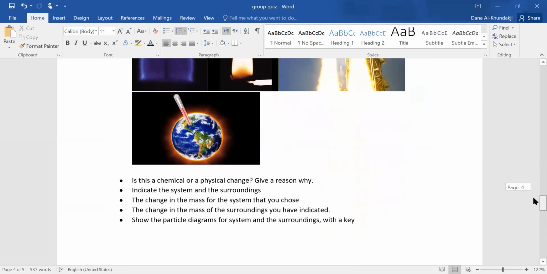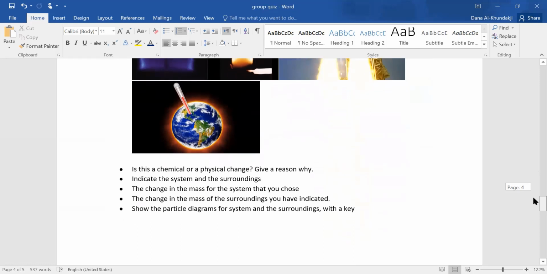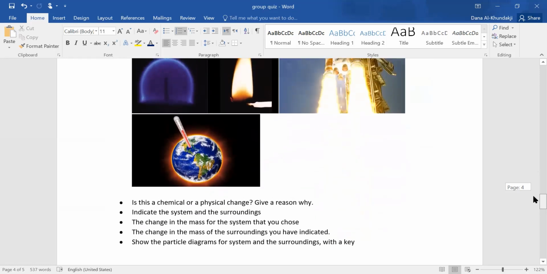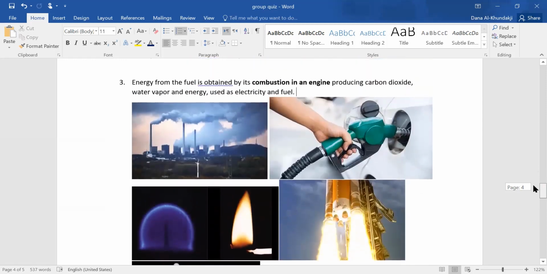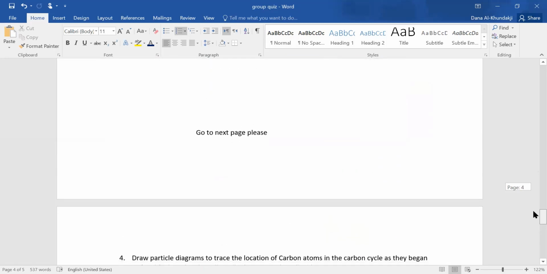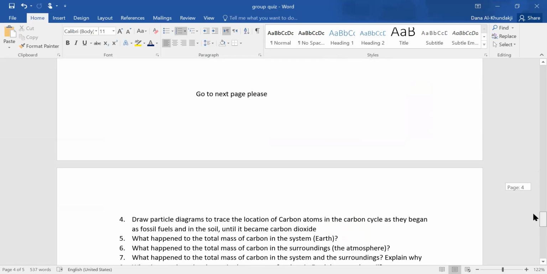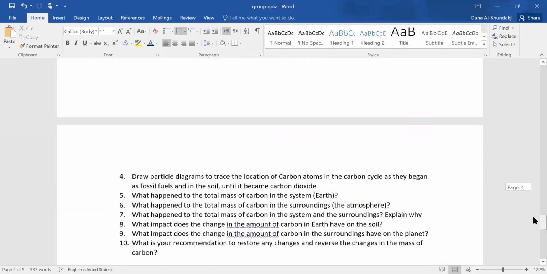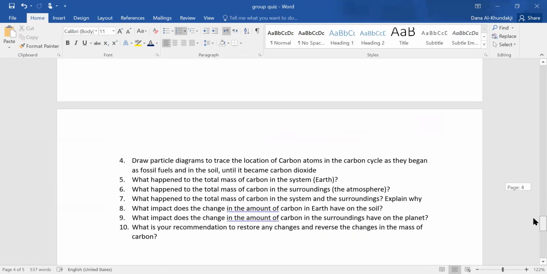And then, tell me, is this a chemical or physical change? Tell me why, and indicate the system and the surroundings that you're choosing. The change in the mass for the system, the change in the mass for the surroundings, and show particle diagrams with a key. It's important to consider what process is taking place here and all of the information that is given to you. You're going to work on this in teams.